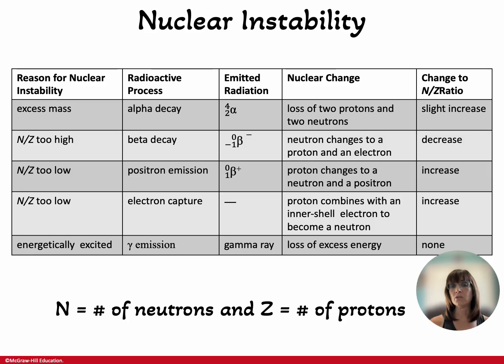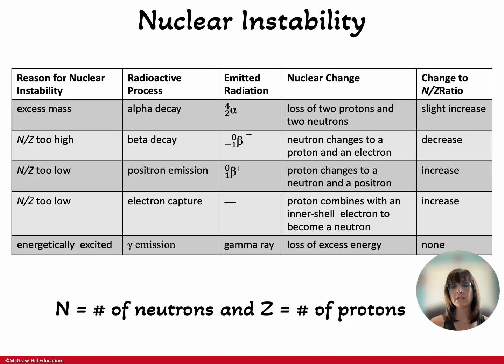What if the N to Z is too low? Well, now you have too many protons, right? So if you do a positron emission, you're turning a proton into a neutron and a positron. But again, you're reducing that number of protons. You're trying to always get back to an N to Z ratio of 1. That is, neutrons to protons is 1.